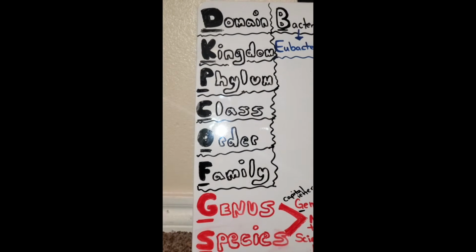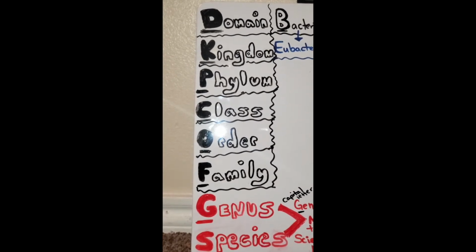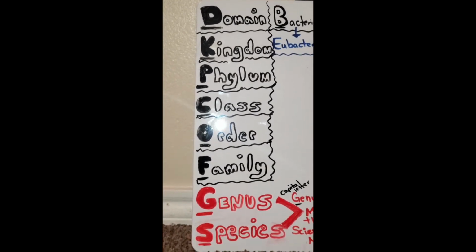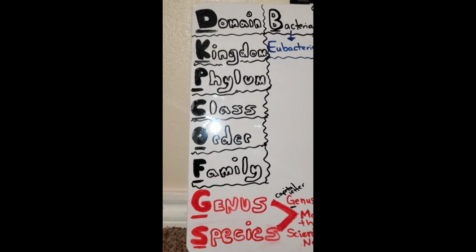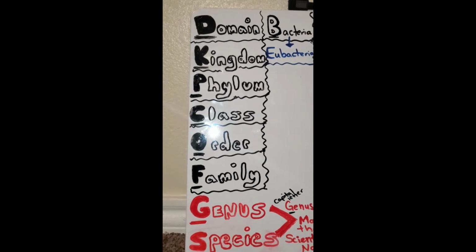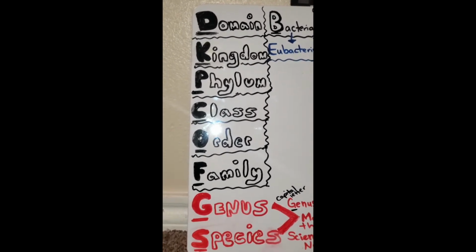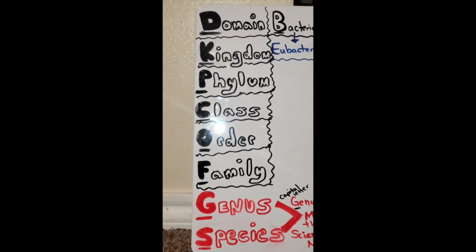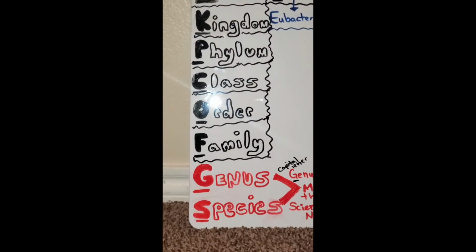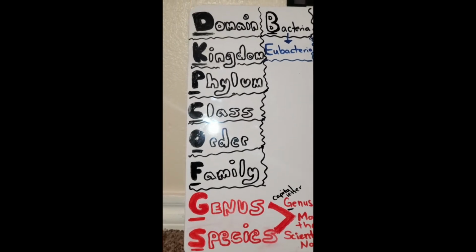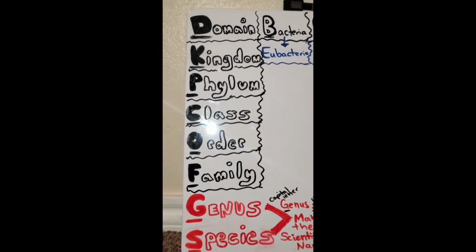Today we will learn about the ways that we categorize or classify organisms. This is also known as taxonomy. So how do we classify all living things on Earth? Every living thing on Earth falls into these categories: domain, kingdom, phylum, class, order, family, genus, and species. Anything that's alive or living falls under these categories. So now let me explain.